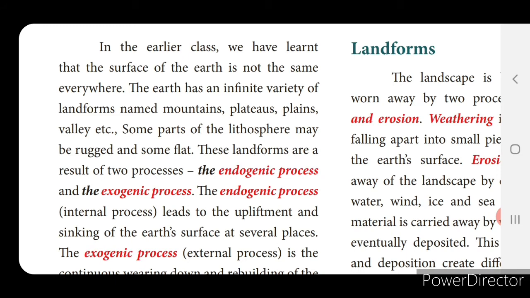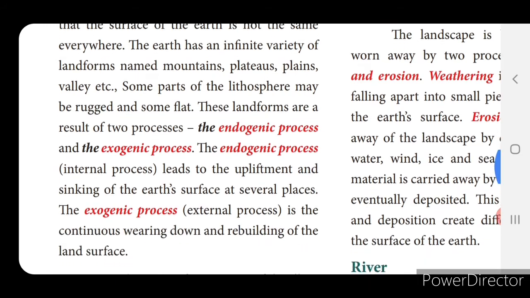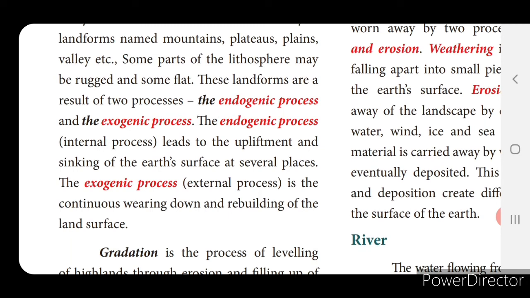These landforms are formed as a result of two processes, endogenic process and exogenic process. What is meant by endogenic? Endogenic means internal process. The word endo means internal, the word exo means external. The endogenic process leads to the upliftment and sinking of the earth's surface at several places.